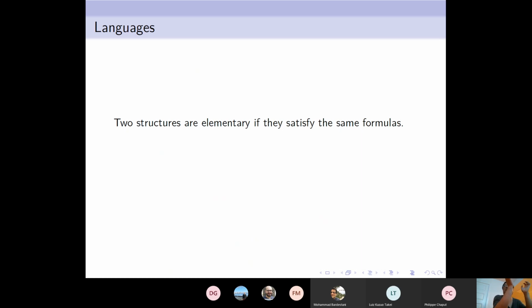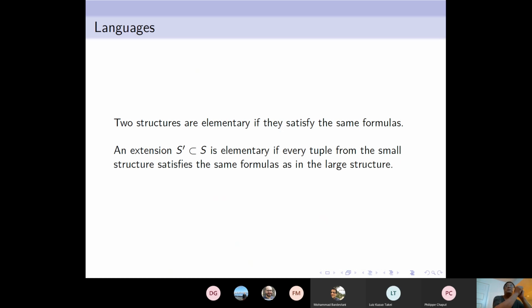Now we define that two structures are elementarily equivalent if they satisfy the same formulas. This comes from the single relation case. An extension is elementary if every tuple from the small structure satisfies the same formulas as in the large structure. So elementary means we don't care about where the tuple comes from.